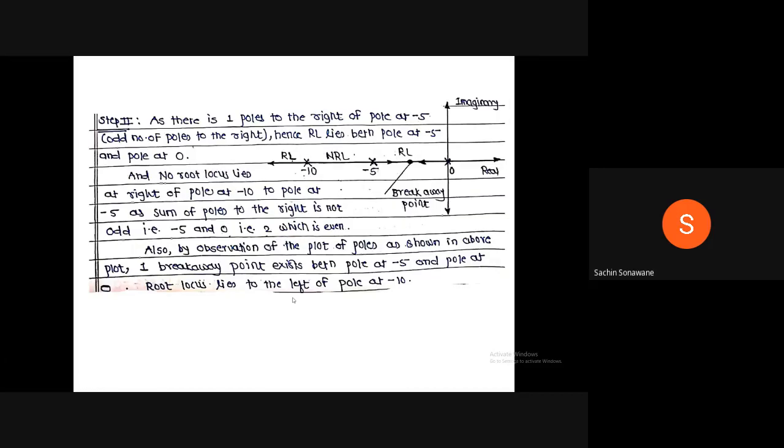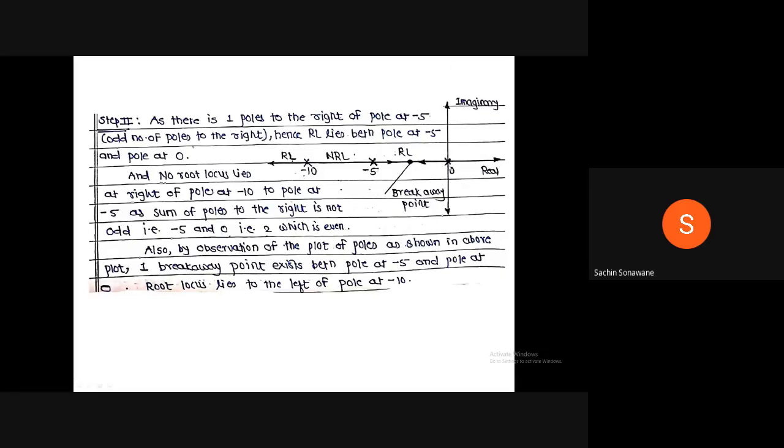Now step 2, we have to locate the number of poles and zeros, and find the root locus region and no root locus region. First of all you have to draw two axes. The X axis is known as the real axis and the Y axis is known as the imaginary axis. Towards the left side is negative value, towards the right side is positive value. Therefore, you have to locate the points 0, minus 5, minus 10. Since they are poles, they are indicated by a cross.